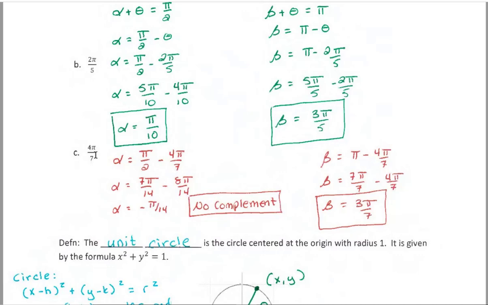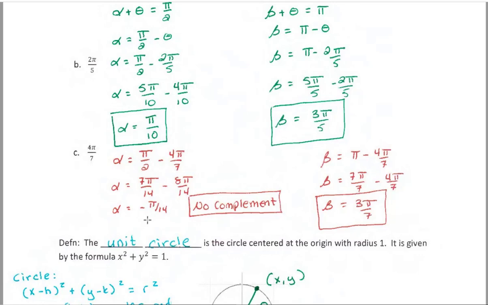For 4 pi over 7, we can find the complement by doing pi over 2 minus theta, which gives me 7 pi over 14 minus 8 pi over 14, which gives me negative pi over 14. But remember what we said. We said that complements and supplements had to be positive angles. That's a negative angle, so that means that there's no complement.